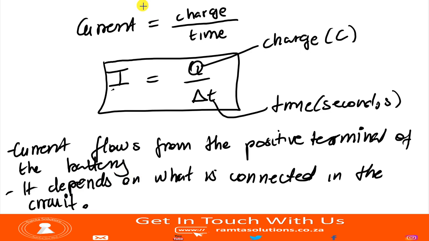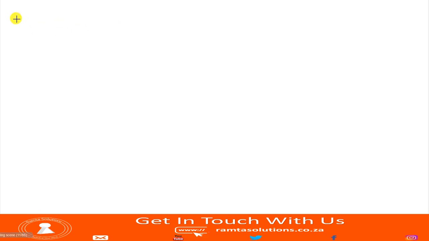Now, I will also tell you this. By saying this, I basically want to say to you, a battery does not supply the same current. Like I said, current depends on what is connected in the circuit.